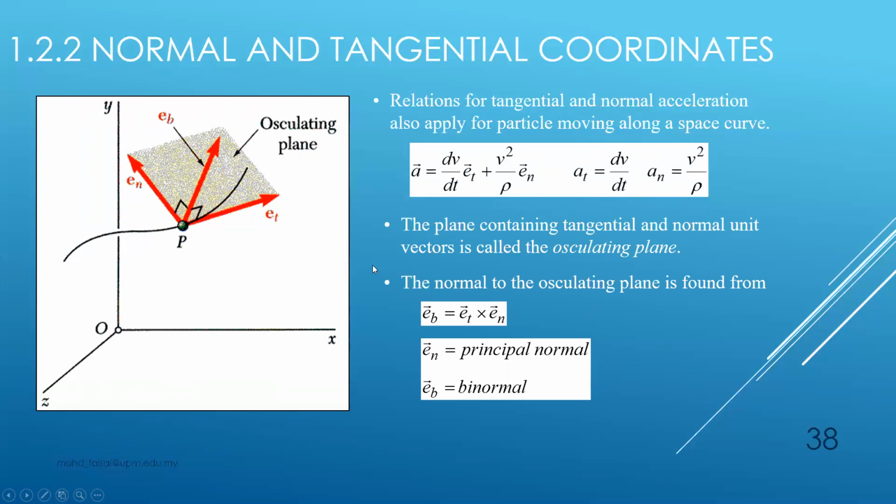The normal to the osculating plane is found from this one. So en is the principal normal, and bn, the one that is pointing out of this osculating plane, we call the binormal. Acceleration has no component along the binormal.